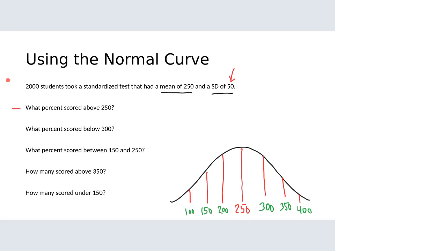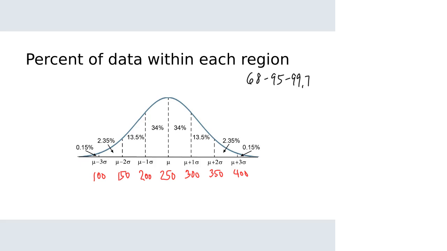The first one says, what percent of the students scored above 250? The way that I'm going to answer this question is I'm going to go back and look at my normal curve and say, okay, what percent scored above 250? Well, here's 250. That's my mean. Above 250 is going to be to the right of there. So I'll just add up these percents and I'll have the percent that scored above 250. And let's see, that'll be 34 plus 13.5 plus 2.35 plus 0.15 is 50. I guess I should have known it was going to be 50%.